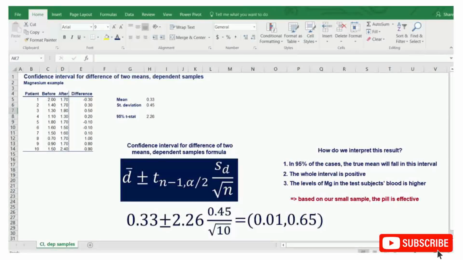Alright, this shows you some of the practical applications of inference. Stay tuned for our next lesson, in which we will explore confidence intervals on independent samples.